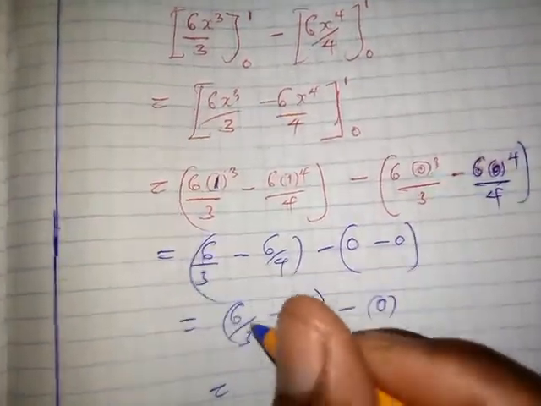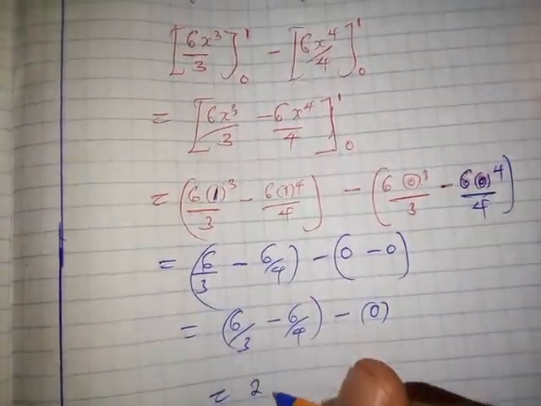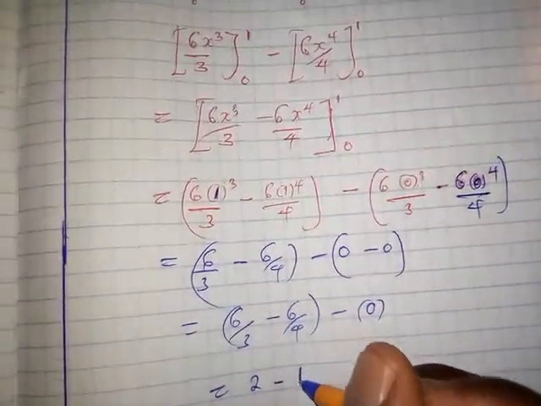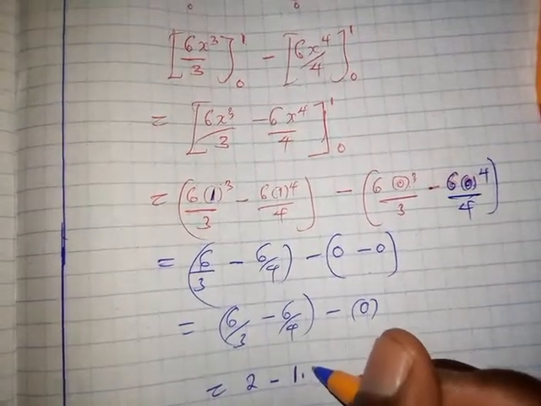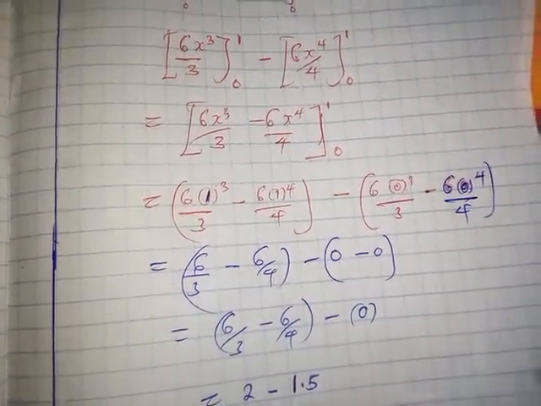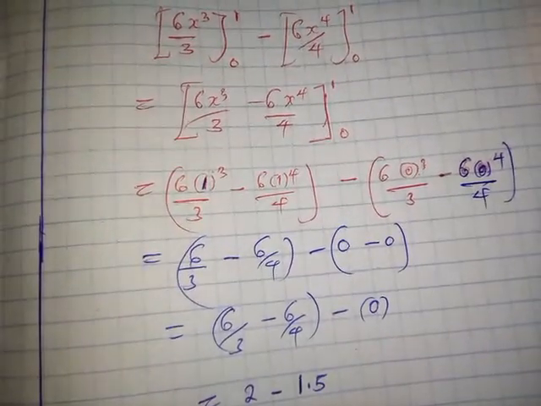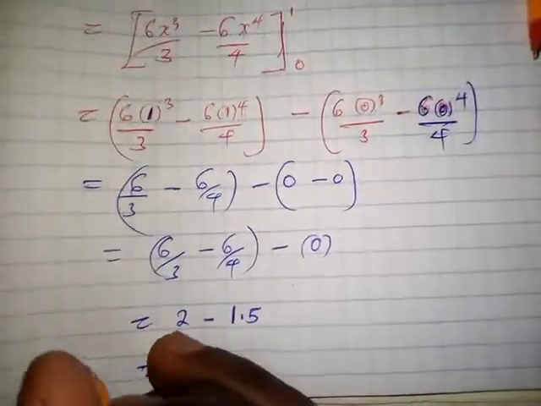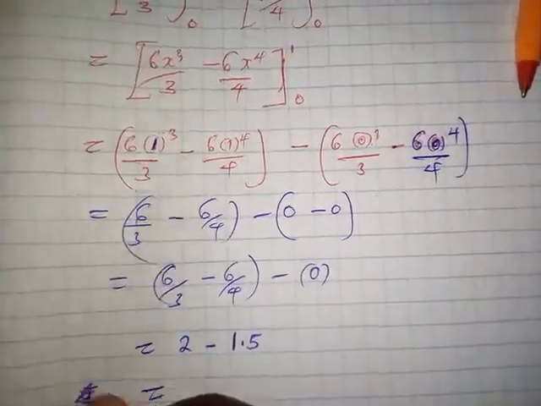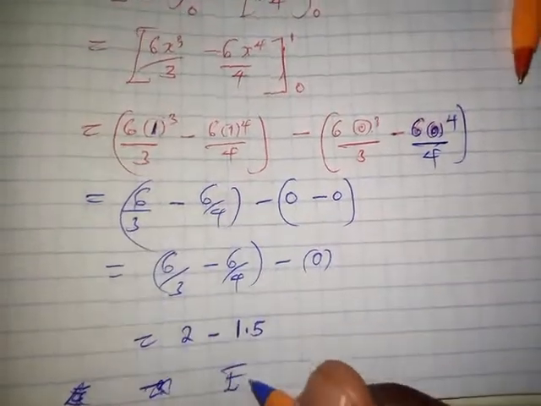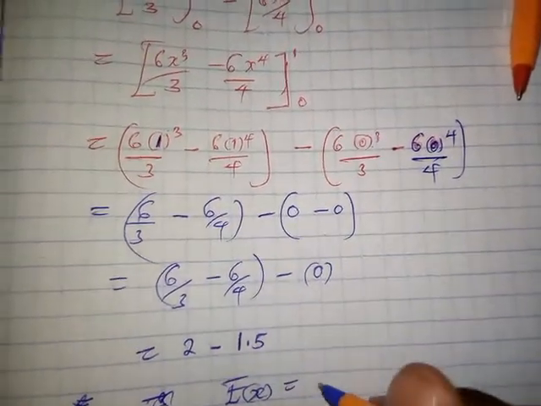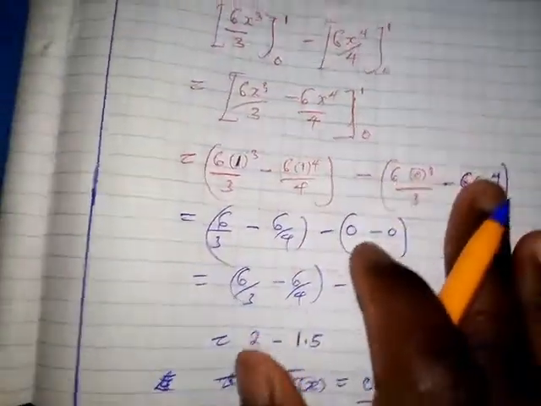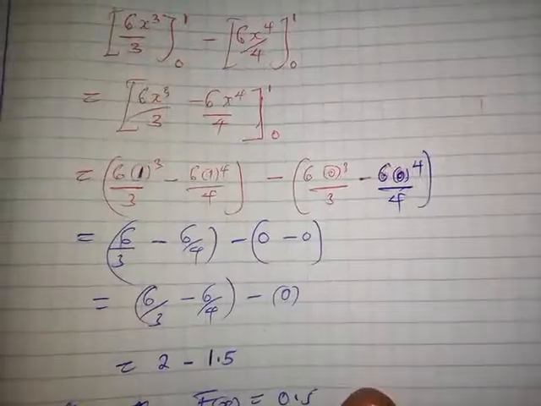So 6 divided by 3 is 2, minus 6 divided by 4 which is 1.5. So 2 minus 1.5, and we have our E(X) as 0.5, and that is the answer. Hope you have gotten what I've been talking about.